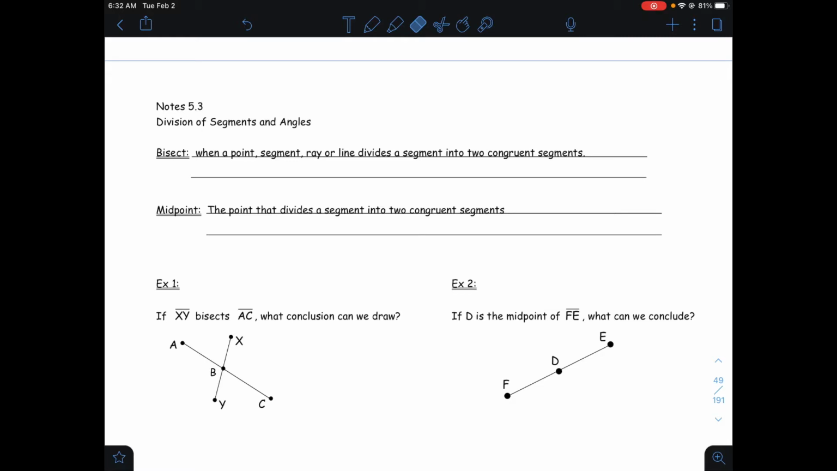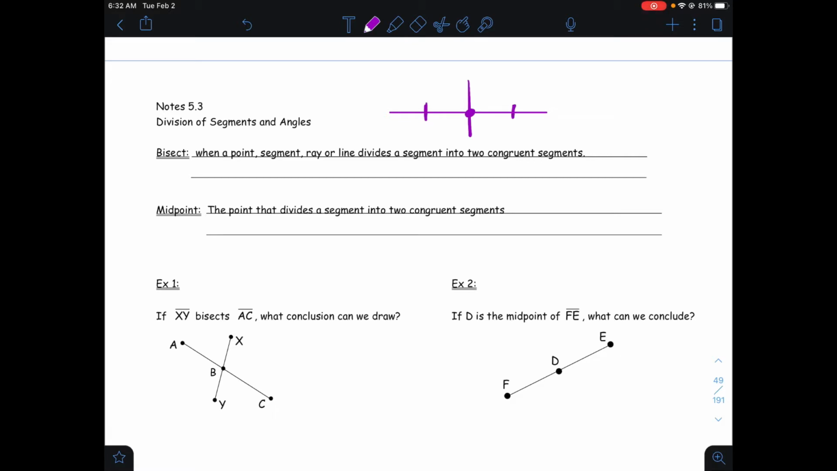So we got a couple of definitions here. Bisect means when a point, segment, ray, or line divides a segment into two congruent segments. Really, what that means is that you have a line, and there's either another line, a point, or something like that that cuts it in half. And of course, when it cuts it in half, it's going to make two congruent pieces.